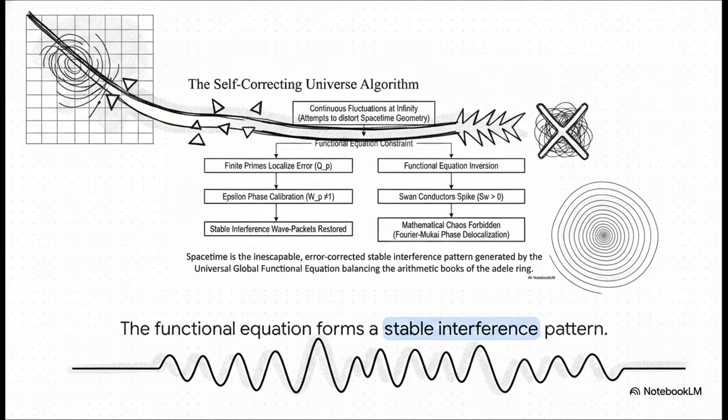This flow shows exactly how anomalies get handled. Continuous fluctuations try to distort space-time, right? But they hit that functional equation constraint. From there, finite primes localize the error, and if those Swan conductors spike, mathematical chaos is strictly forbidden. Spacetime doesn't collapse precisely because the functional equation traps these singular defects and transforms them into perfectly stable interference wave packets.